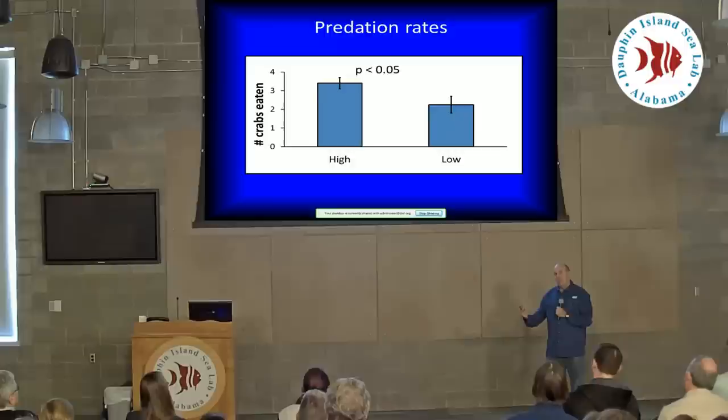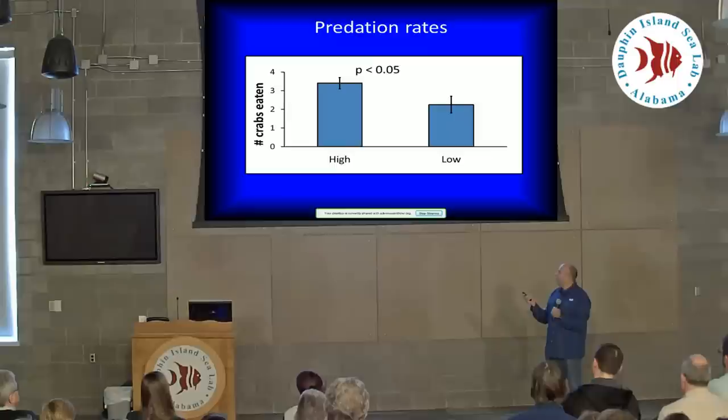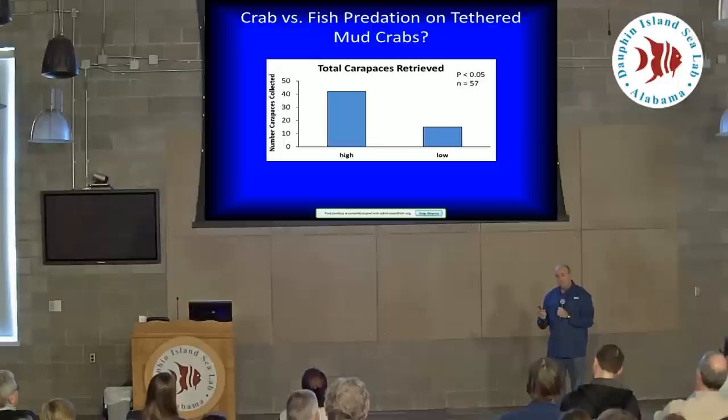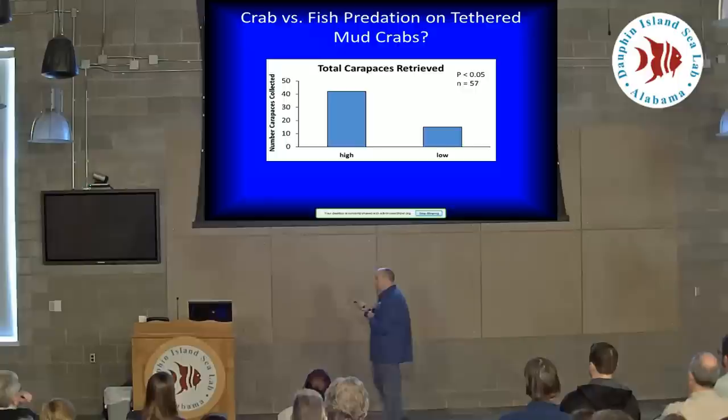We expected to see more predation on crabs in the low turbidity, but we didn't. We saw more predation in the high turbid sites, probably because there's a lot of crabs there, and these crabs tended to like these mud crabs. But what we did see was that the carapaces that are left behind were almost always left in the turbid sites. And so we know that predation in those conditions is done by crabs, and most of the predation in the low turbid sites is done by fish. So we really think that turbidity is changing the predator field, and then changing oyster growth.